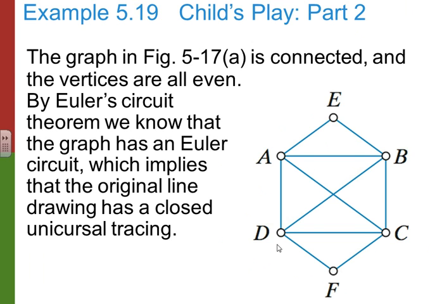Okay, so now we're back. We have something that's connected. And the issue is, do we have an Euler circuit? Everybody's even. Therefore, there is an Euler circuit, at least one, probably more than one. Do we have an Euler path? No, because we have to have odd vertices.